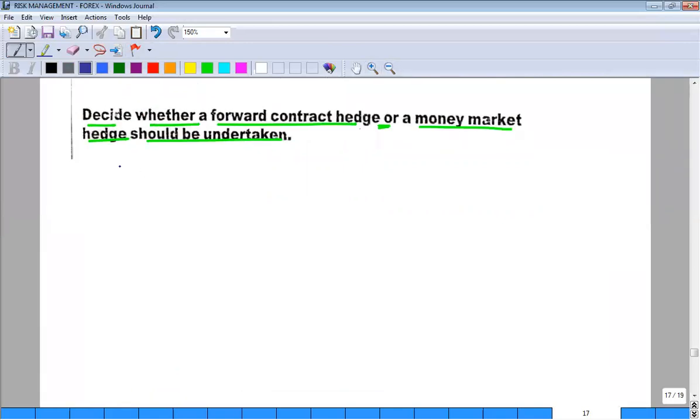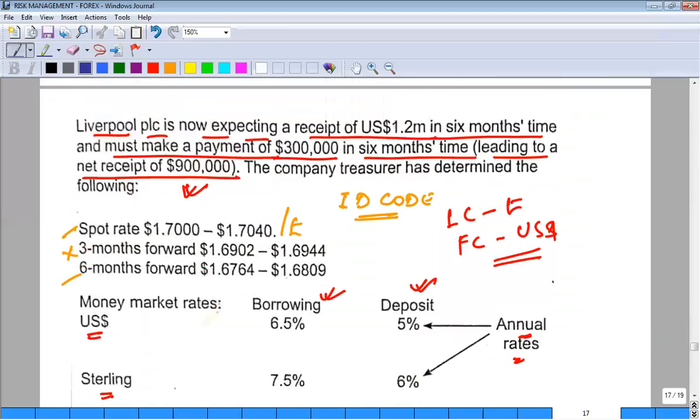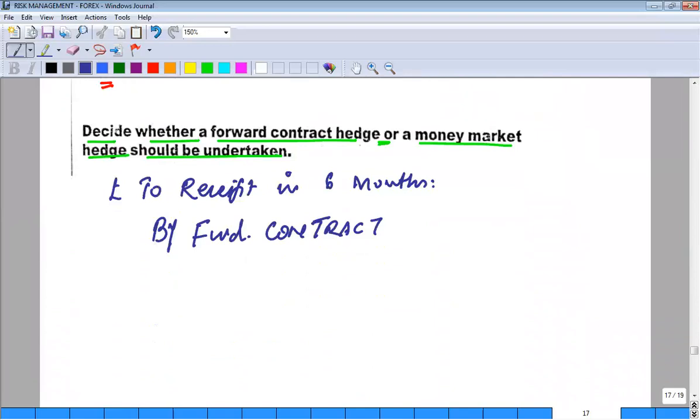We have to determine either the sterling to receive in 6 months. Number one, buy forward contract.